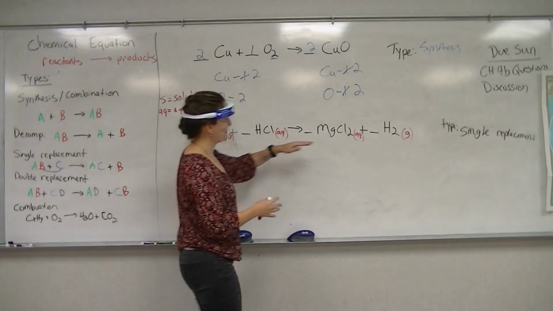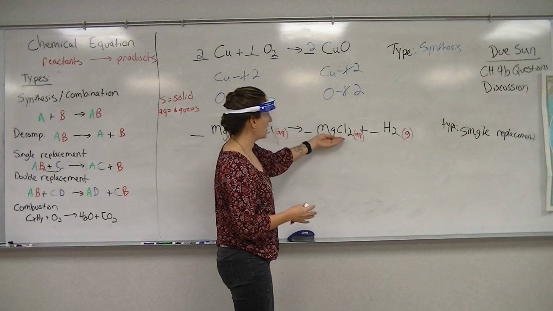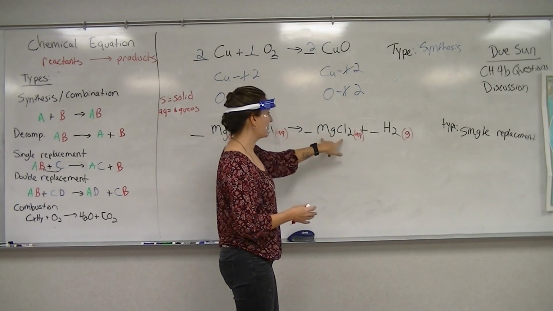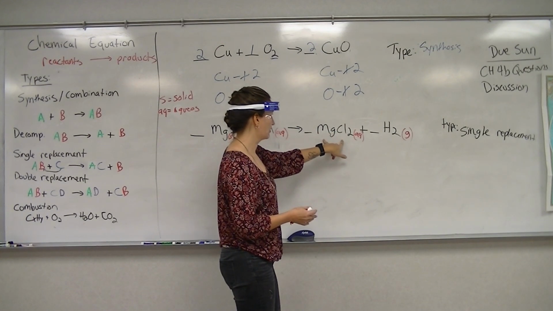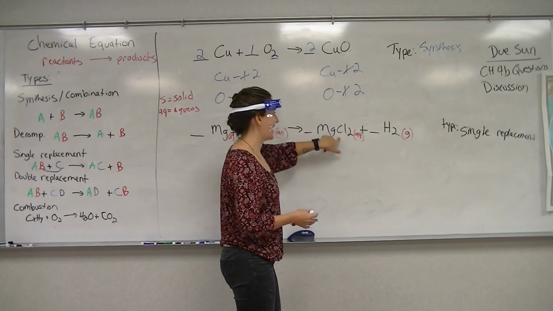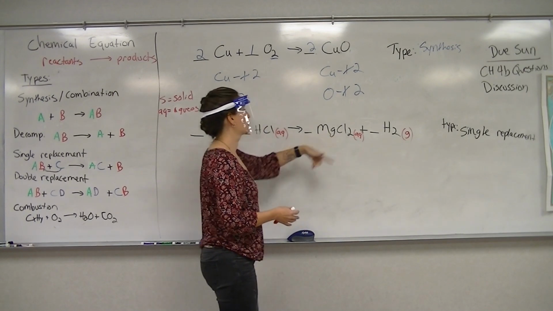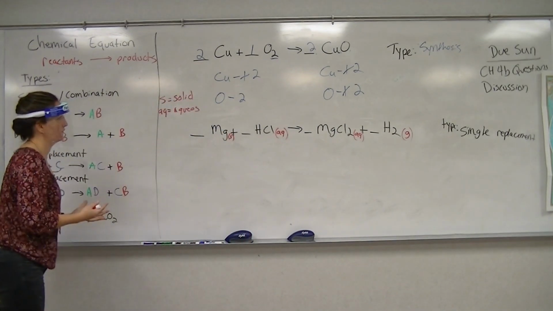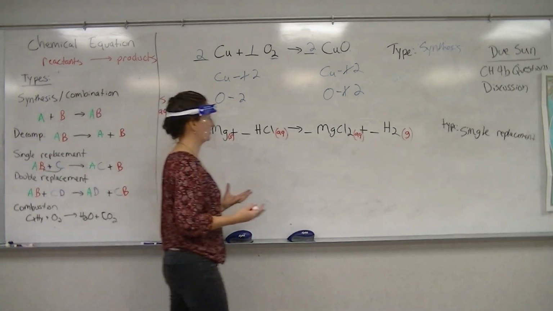Okay, and looking over here at the magnesium chloride. Magnesium chloride is an ionic compound. That means it's most likely a solid at room temperature. But the AQ tells me that they dissolved that solid in water. So it's in solution form in this reaction equation.